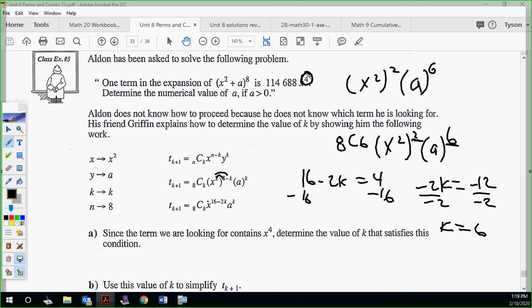Once we get all that figured out, if you liked me reasoning with it up here, or if you like solving the exponents here, both ways are mathematically fine. Now we're just going to finish it off. So it's 8c6 x to the 4th. 16 minus 2k, what did we write on there actually? Yeah, that's 4. And then it is a to the 6th.